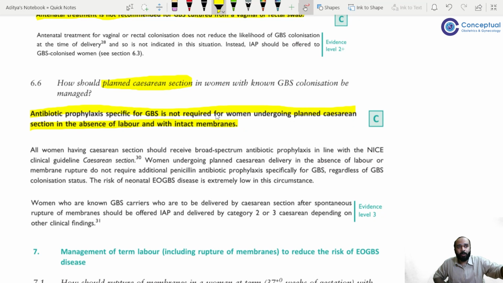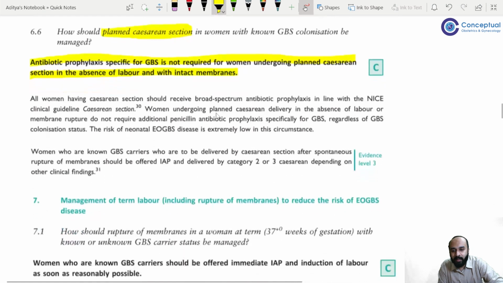You can give it if it's your hospital protocol, but do not give it for GBS because the baby is not coming in contact with the lower vagina. So only patients who are having labor, or who undergo cesarean section during labor, are the ones who should receive antibiotics.